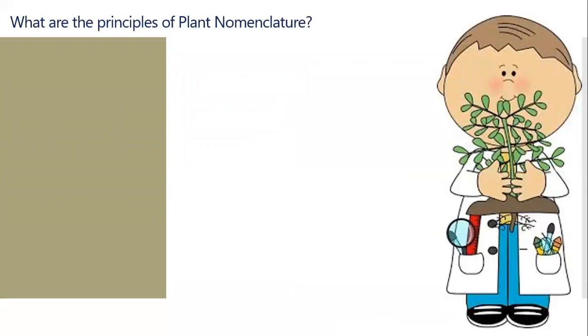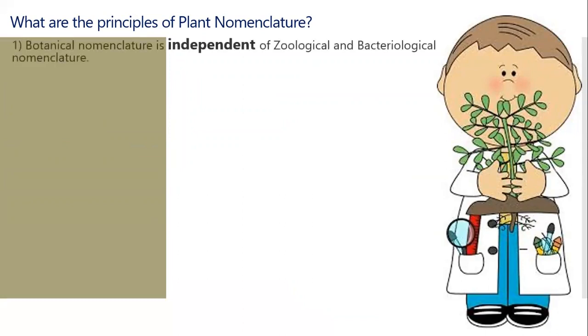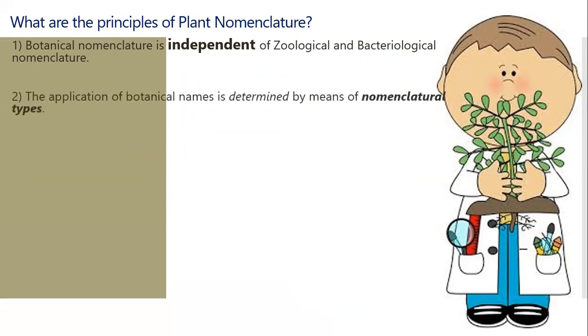So what are the principles of plant nomenclature? There are 6 principles. The first one is that botanical nomenclature is independent of zoological and bacteriological nomenclature. The code applies equally to names of taxonomic groups treated as plants whether or not these groups were originally treated as such. Second, the application of names of taxonomic groups is determined by means of nomenclatural types.